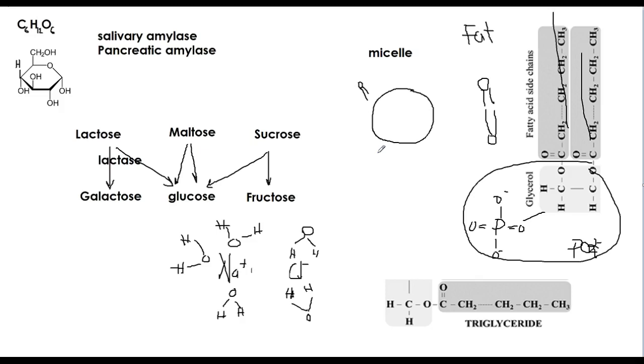Sometimes also monoglycerides, which means that it's going to have the 3-carbon backbone, how it was before, but it only has one fatty acid attached to it. So it's called a monoglyceride. So those are the breakdowns of your three main macronutrients.